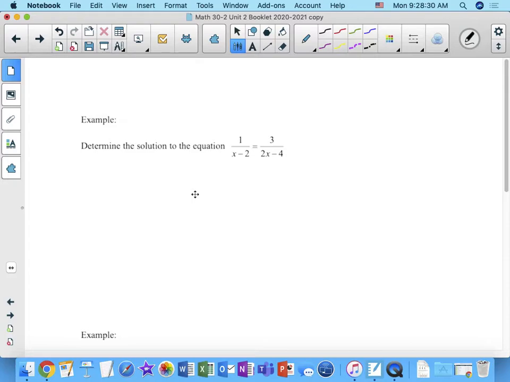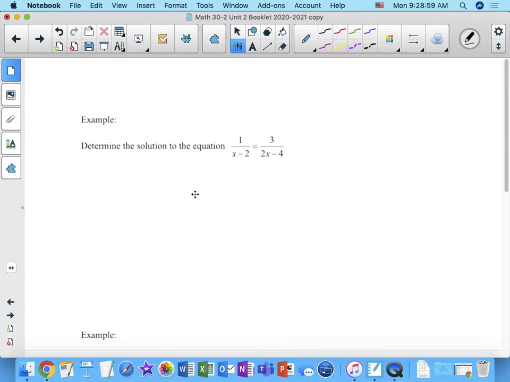So firstly, the first thing we always do is factor and state non-permissibles. So is there anything here that we can factor in this question? Can anything be factored? Yeah, what can we factor? Yeah, the 2x minus 4. So how could we factor the 2x minus 4?